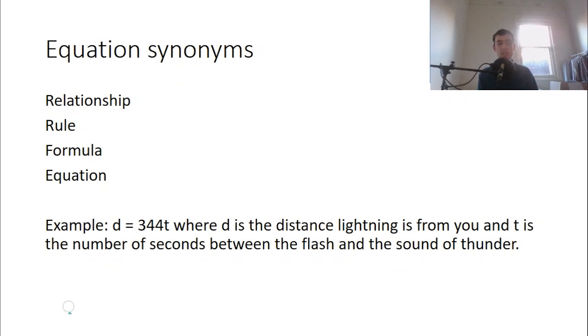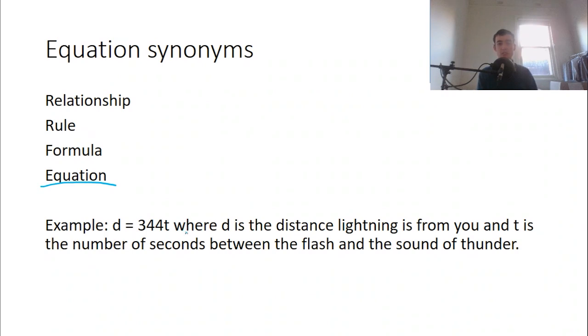Okay, so here are some words that you'll need to know. These all mean fairly similar things. An equation is the one that you all know. If there's an expression and there's an equal sign in there as well, and a left-hand side and a right-hand side, like here's my example, D equals 344 times T. That's an equation.